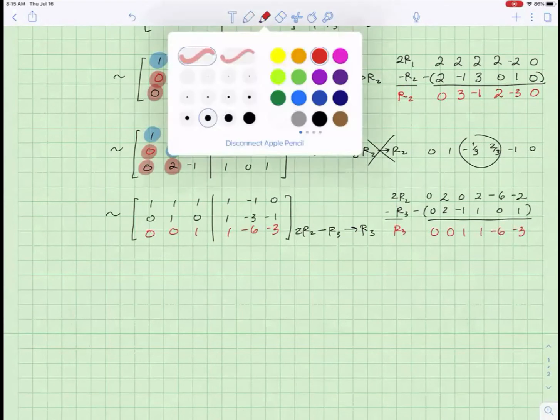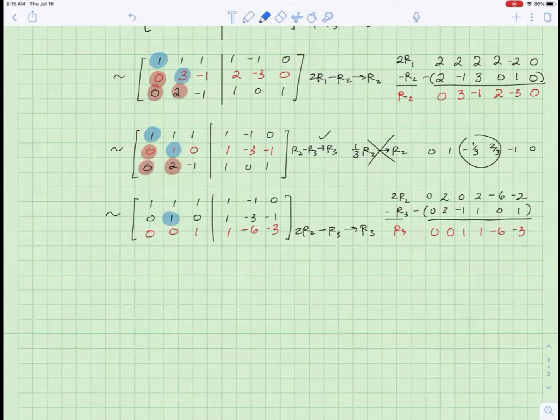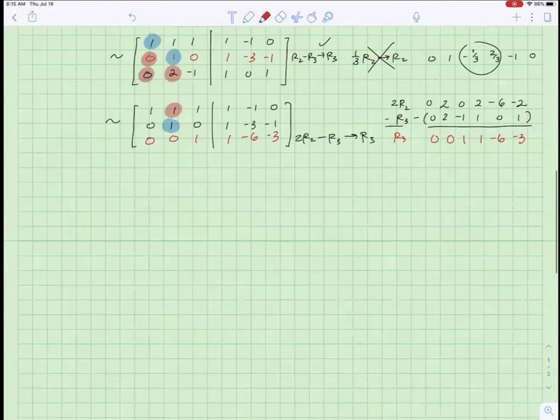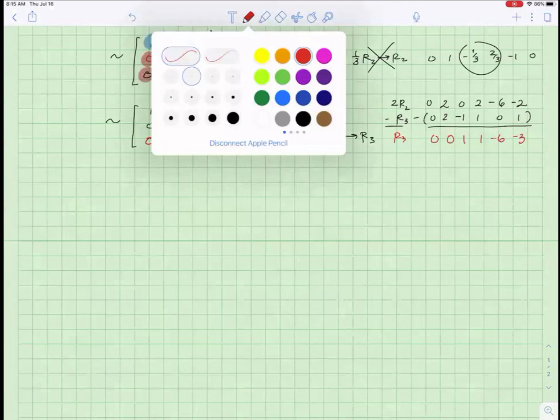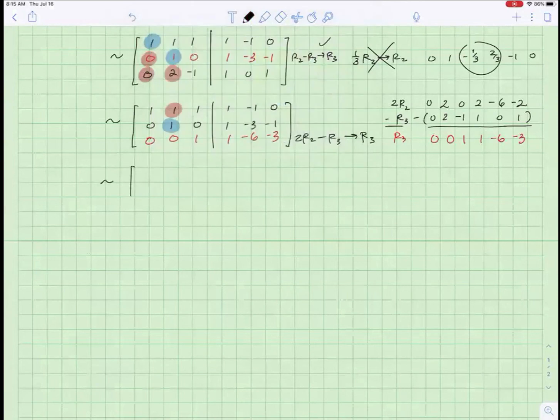So we're going to use this pivot, and now we're going to clear out that position up above as well. So this will be row equivalent to, the bottom row is not going to change, 0, 0, 1, 1, negative 6, negative 3. The middle row is not going to change, 0, 1, 0, 1, negative 3, negative 1. But we are going to take row 1 and we're going to subtract row 2. And that's going to be our new row 1.